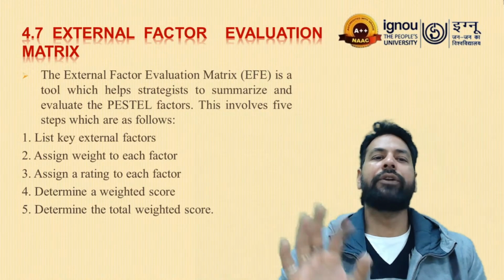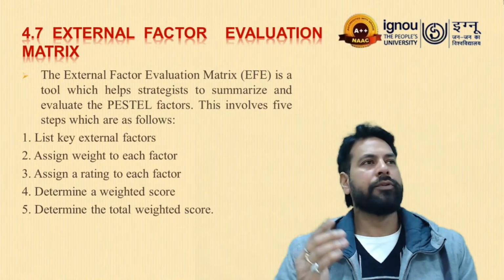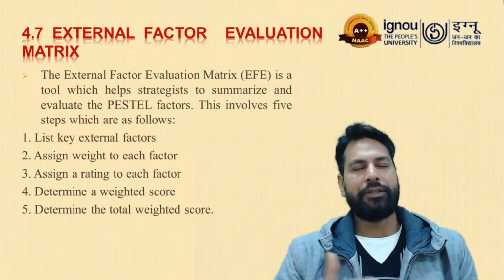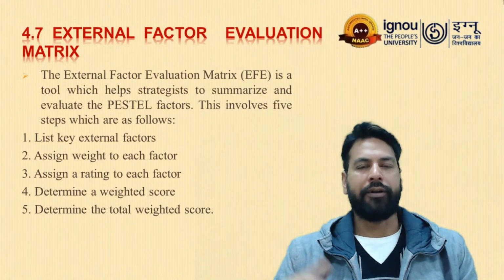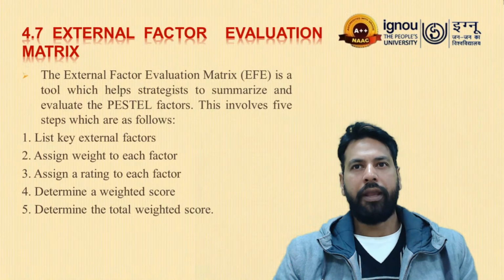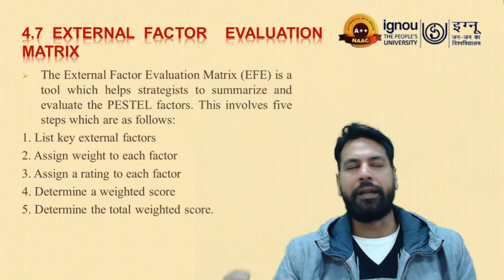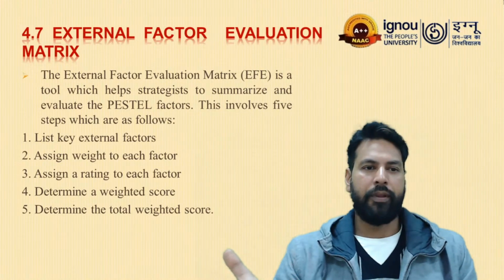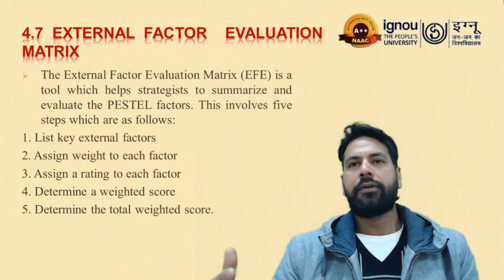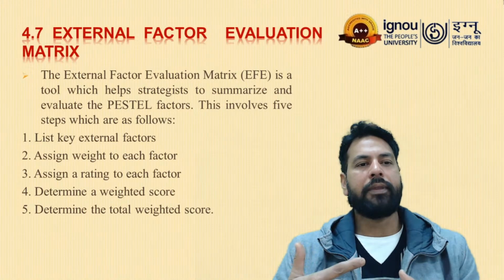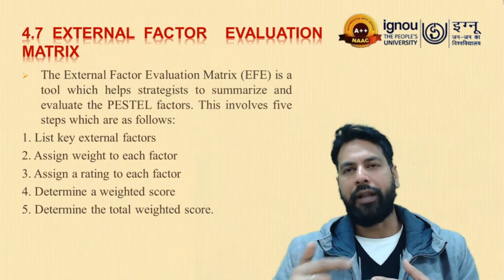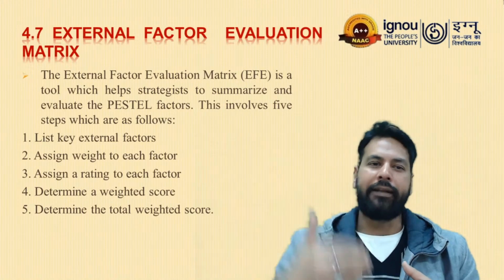You assign a weight to each factor from 0 to 1. 0 is least important, 1 is the most important. After assigning this, you also give them a rating from 1 to 4. And now what do you do? You multiply the weight with the rating and add it.